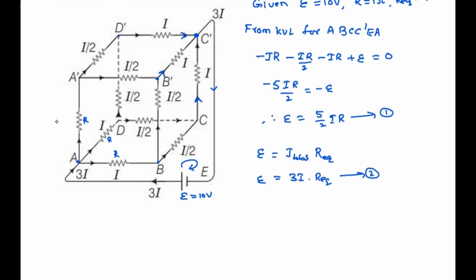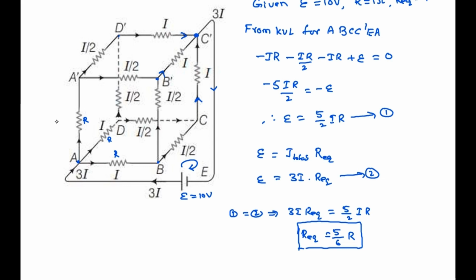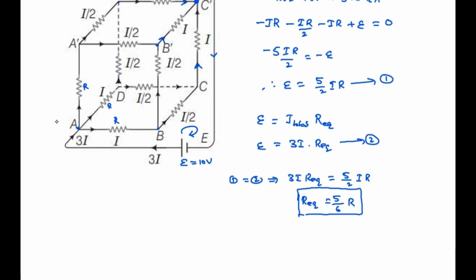From this, equation number 1 and 2 are both the same. Therefore, 3I R equivalent is equal to 5 by 2 IR. I will get cancelled here. R equivalent is equal to 5 by 6 times R. It is a general expression for a cube which has resistance R along each edge, taken diagonally. Now, as R is equal to 1 ohm is given, R equivalent diagonally is nothing but 5 by 6 ohm. This is one of the answers for us.